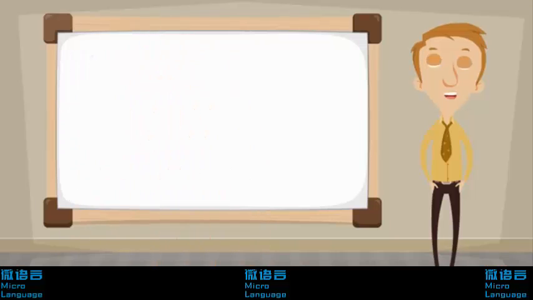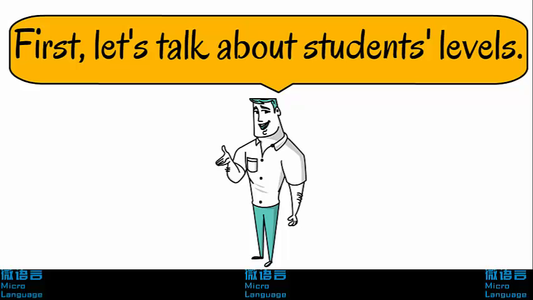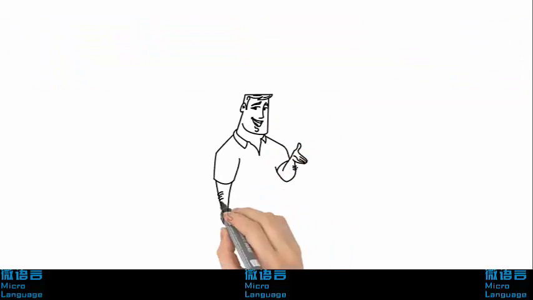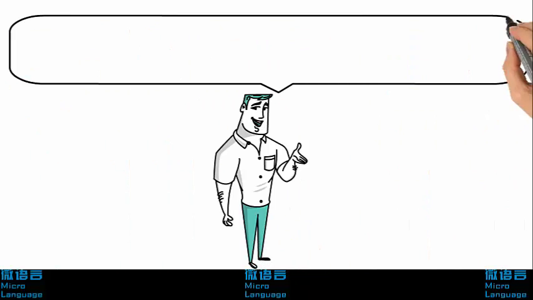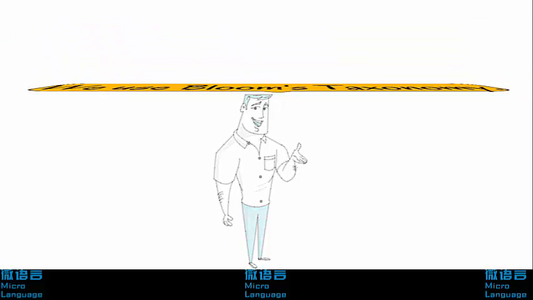I'd like to start by giving you some background on how our programs are designed and developed. In order to do this, we need to consider the level of the students first. In China, we do not use the Western English proficiency level systems. We use Bloom's taxonomy directly to determine the kind of activities we design into lessons.